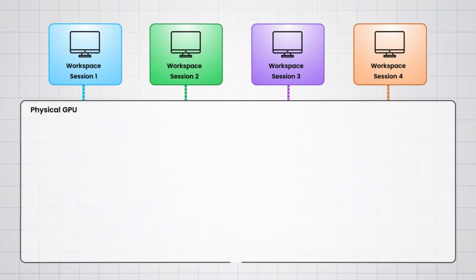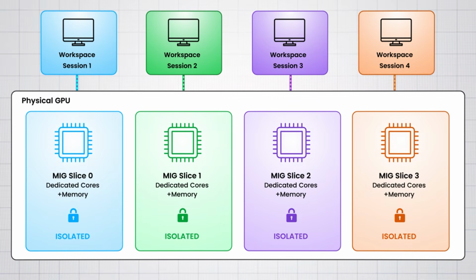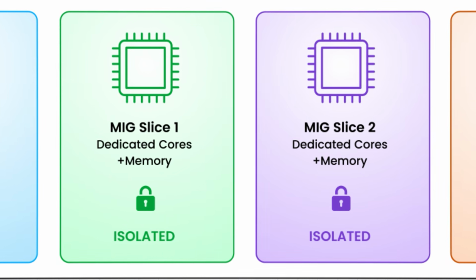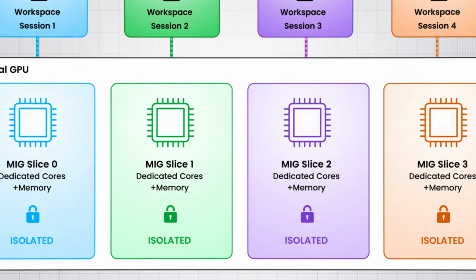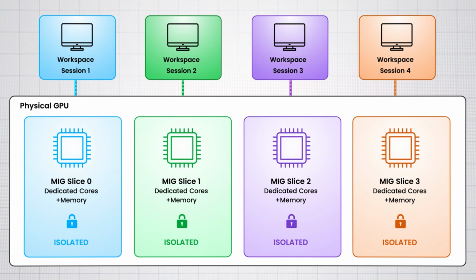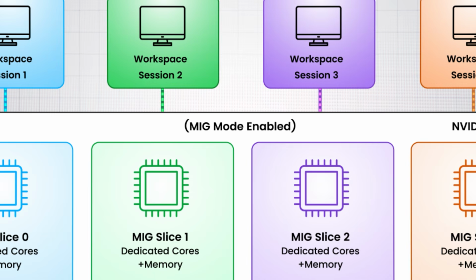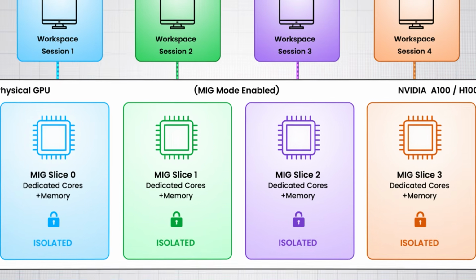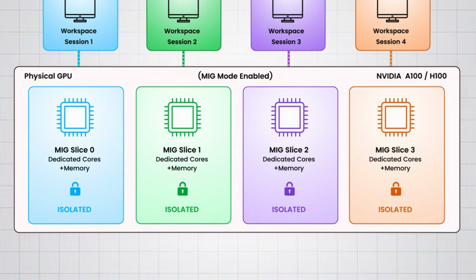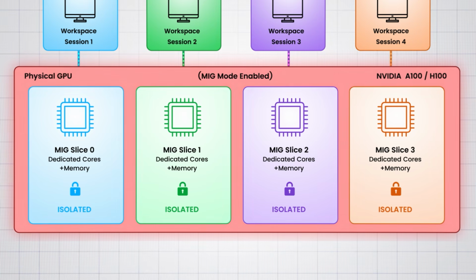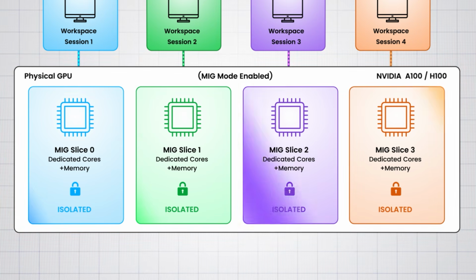MIG allows a single physical GPU to be partitioned into multiple fully isolated instances. Each instance receives its own dedicated slice of compute cores, memory, and bandwidth, enforced at the hardware level. MIG is available on select NVIDIA data center GPUs such as the A100 and H100. Once the MIG mode is enabled on the host and the instances are created, Kasm automatically detects them, disables direct access to the underlying physical GPU, and exposes the individual MIG slices as assignable resources.